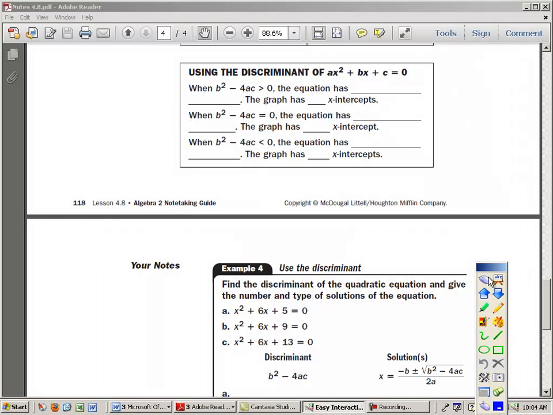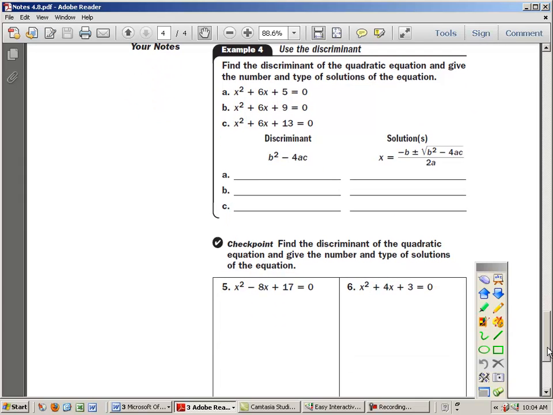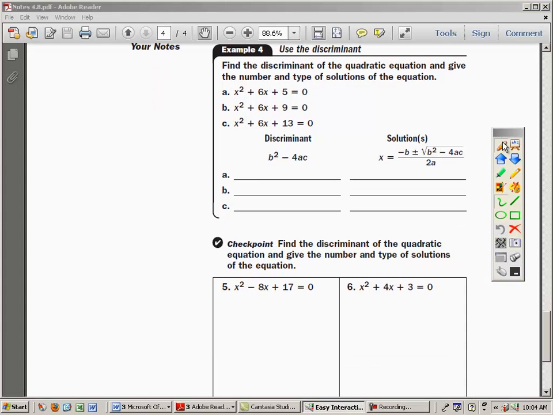All right, so let's use the discriminant to figure out how many solutions each of these ones have. All right, in letter A, okay, we know that the discriminant, remember the discriminant is just the part under the square root.